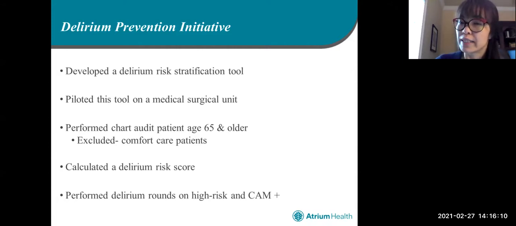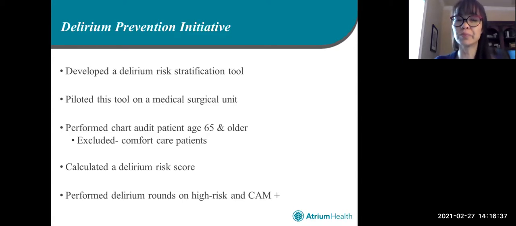In 2020, my team and I developed a delirium risk stratification tool. The team consists of advanced practice providers, geriatricians, informatics specialists, clinical nurse specialists from all specialties, clinical nurse leaders, nursing administration, occupational therapists, and a service line educator.